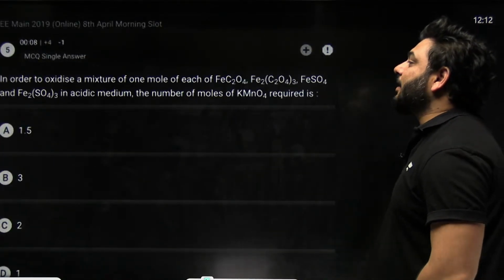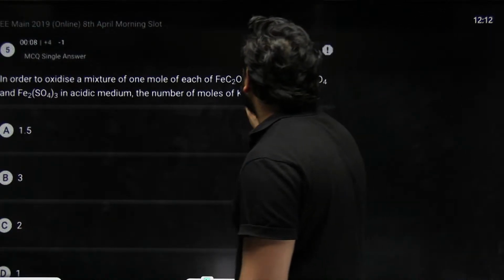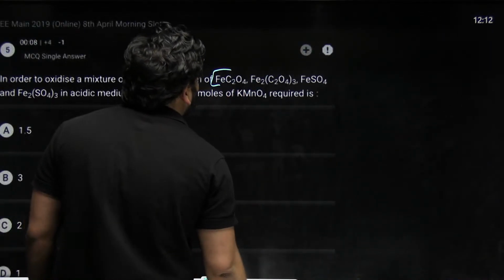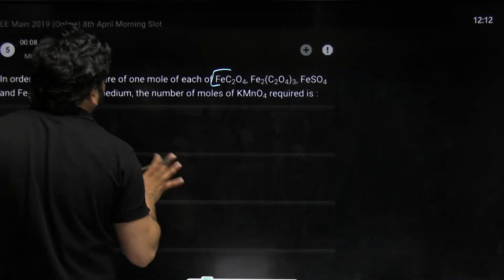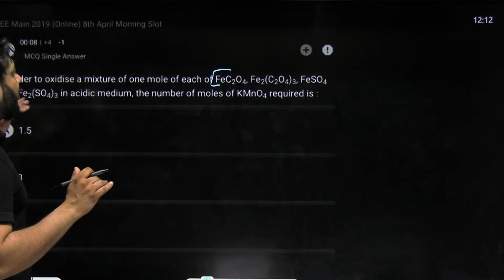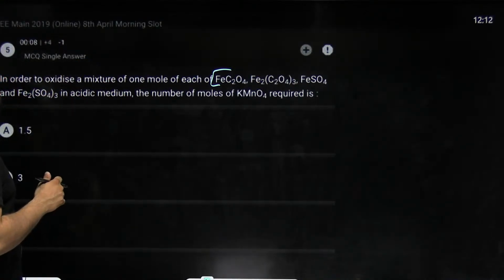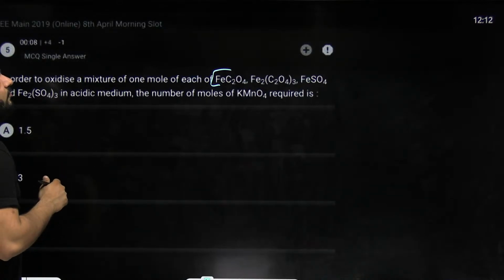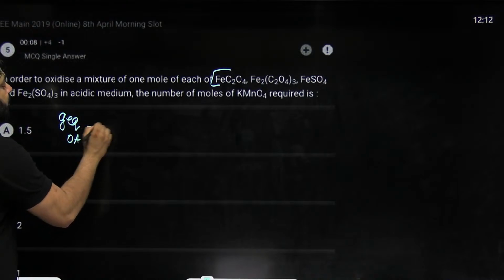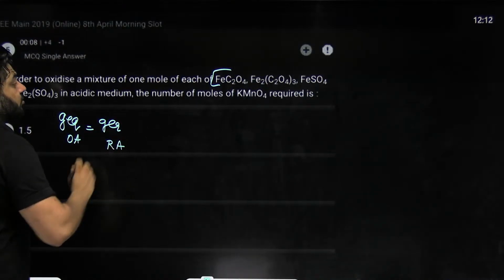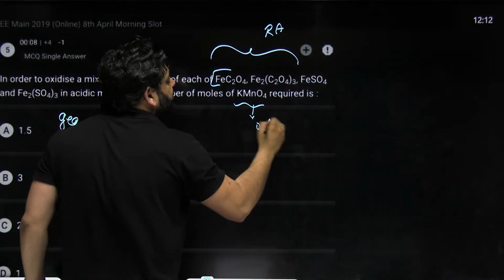The next question says that in order to oxidize a mixture of 1 mole of iron oxalate, Fe2(C2O4)3, FeSO4 and Fe2(SO4)3 in acidic medium, find the number of moles of KMnO4 required. So first of all, take this in your mind: 1 mole of each of them we are taking. So let's see how this is related to the number of moles of KMnO4. Gram equivalents of oxidizing agent must equal gram equivalents of reducing agent. All of these are reducing agents, and KMnO4 is an oxidizing agent, we all know.